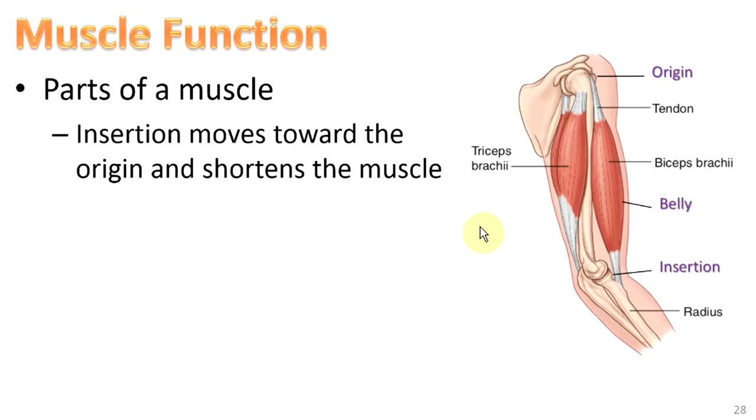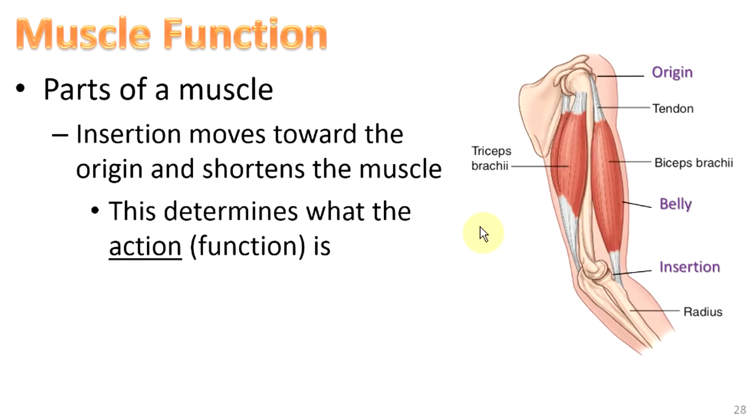Okay, so when you're thinking about what we call the action of a muscle, which is the movement, the function of the muscle, all you have to know is that a muscle can only shorten, okay? And so when a muscle shortens, it brings point A to point B, okay? So it's bringing the insertion closer toward the origin. And so you can imagine what that does.